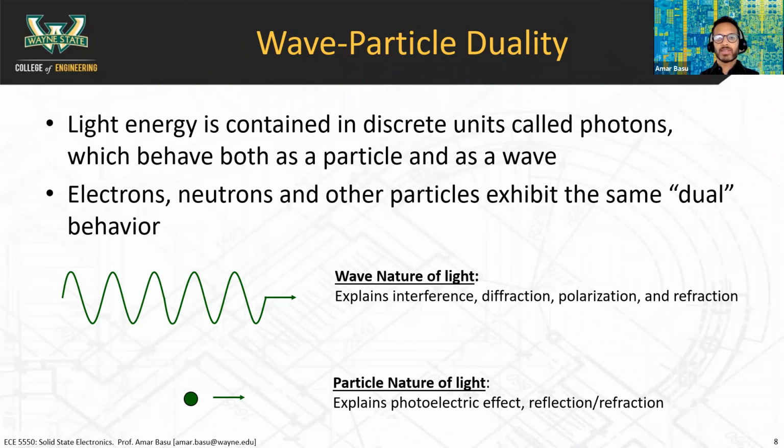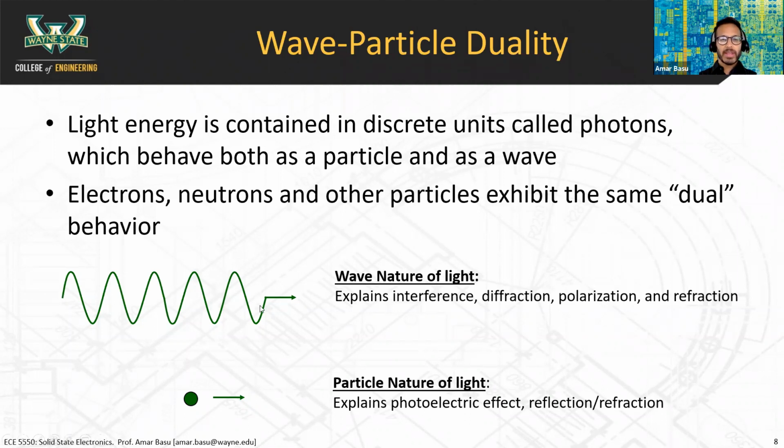So light energy is contained in discrete units called photons, and photons can behave both as a particle and as a wave. Light can behave both as a particle and a wave. We'll give some examples of that. Also, electrons and neutrons and other types of particles also exhibit this type of dual behavior, where it has some wave-like behaviors and some particle-like behaviors.